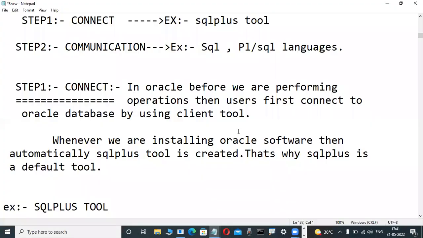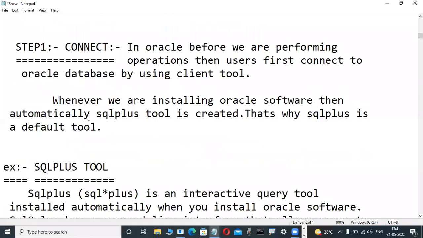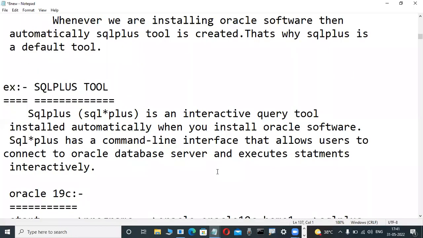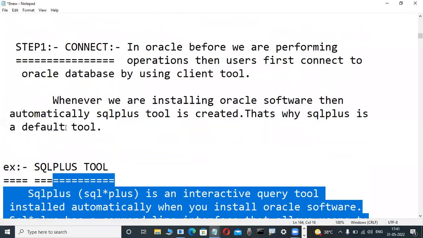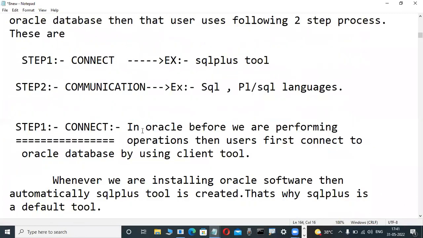Today, I'm telling something about the SQL Plus tool side, then I'll give examples so you can understand. Write it. Step one you have already written correctly. Now write this theory.